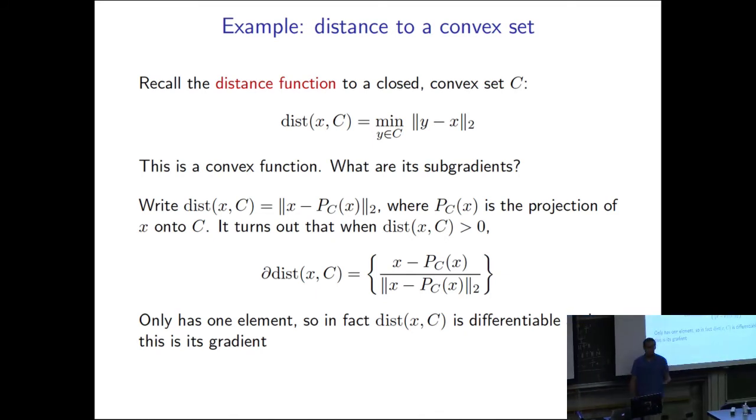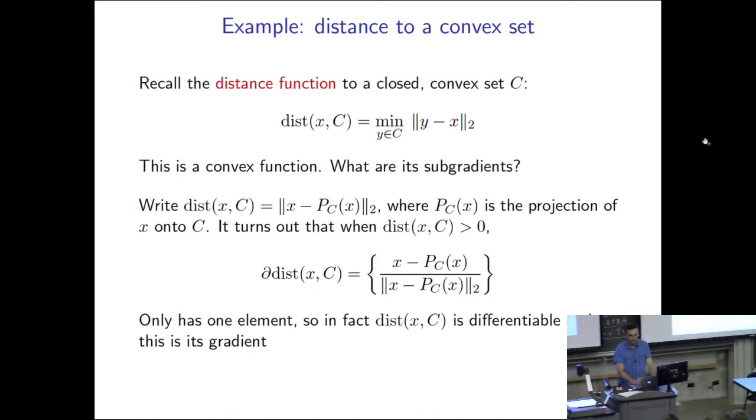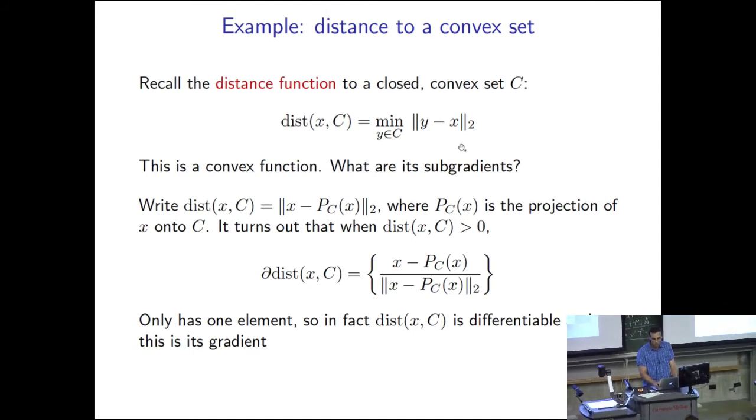Because this is convex, that proves that this is its gradient. If I told you to prove that this function was differentiable for x outside the set, it's not an easy task, and certainly not if you approach it from first principles. But if you recognized it was convex and you computed its subgradients, you'd find there was only one, and it was this one, and that implies that it's smooth. If you're curious, the details are in the slides.